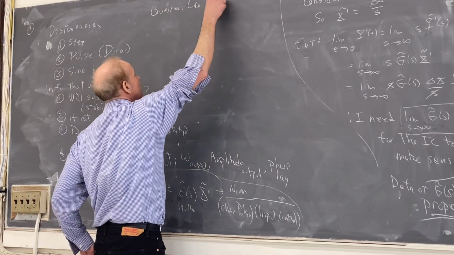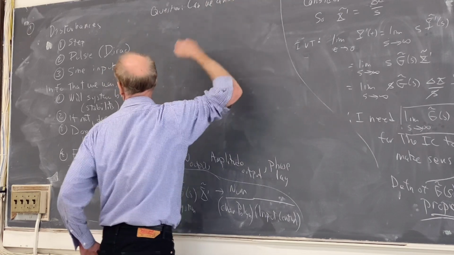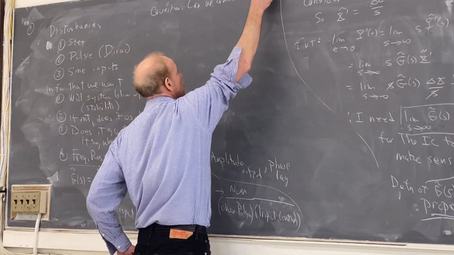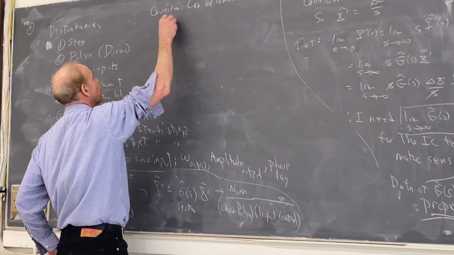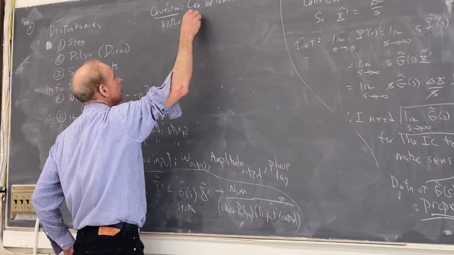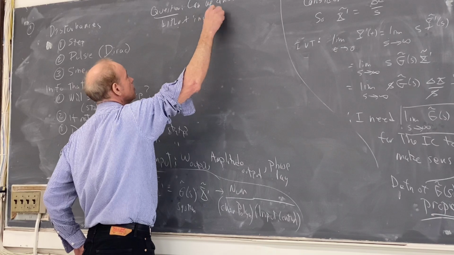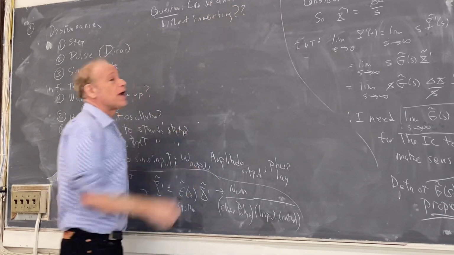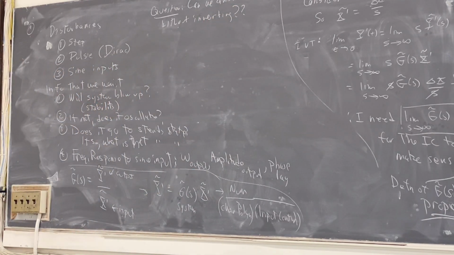Can we answer 1 through 4 without inverting? And as we'll see today, the answer is yes. If all you want to know are these things, you don't have to invert. Like a miracle. If you want more information, you've got to invert. But if this is what you want, and often this is all you need, you don't have to invert.